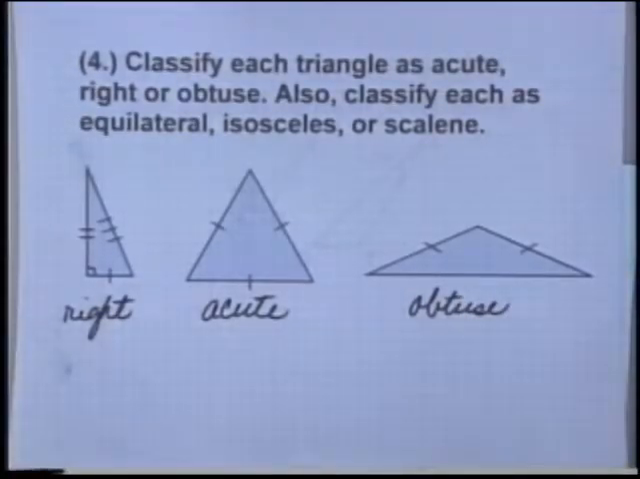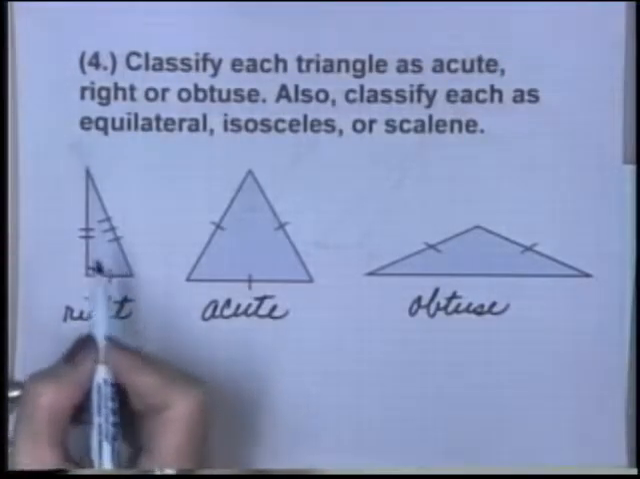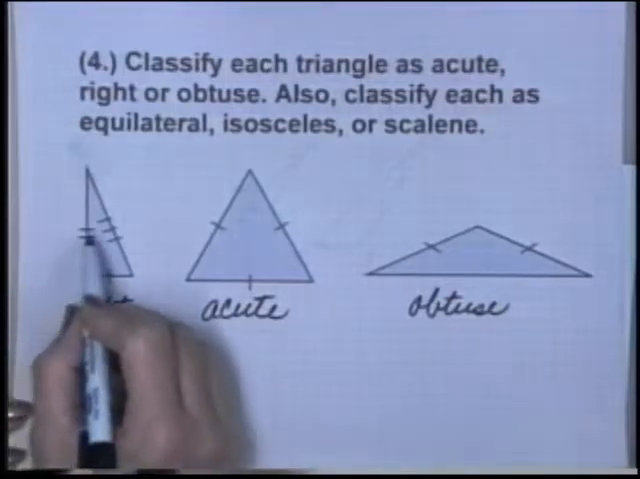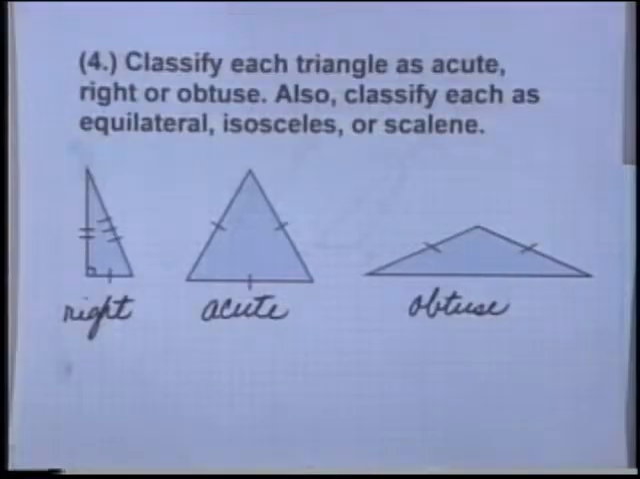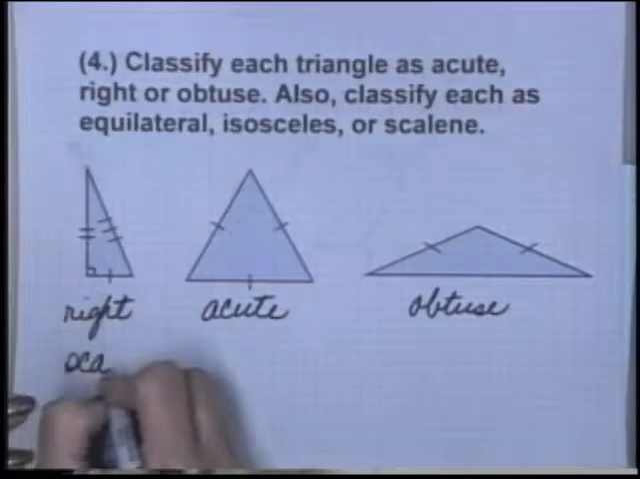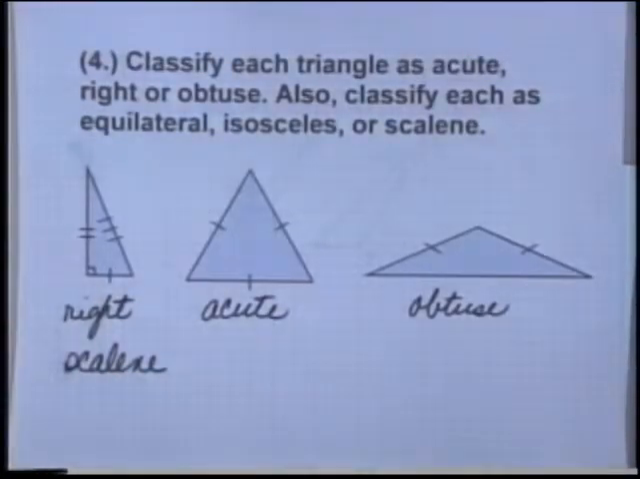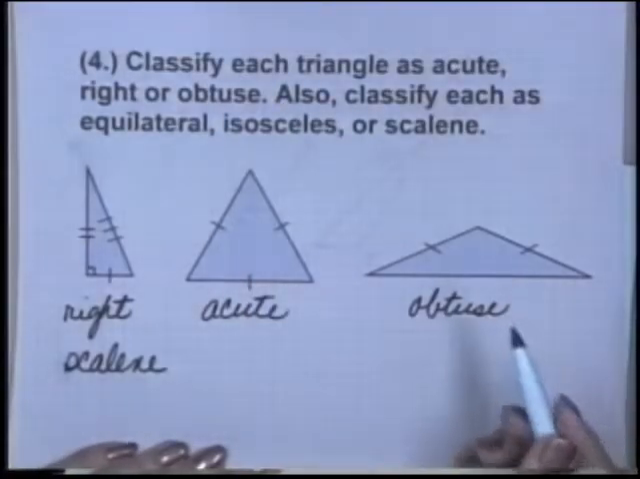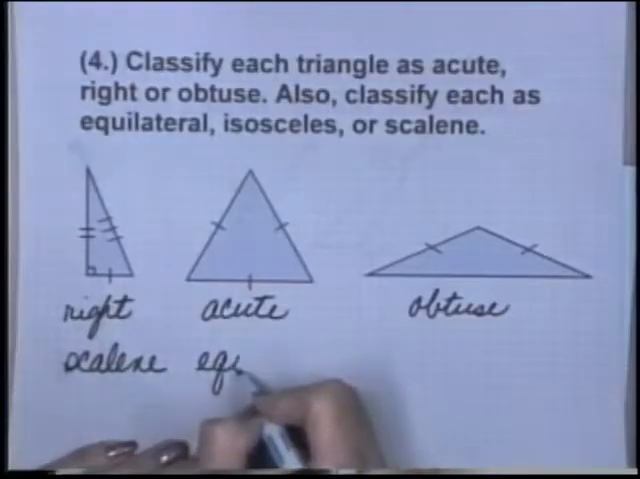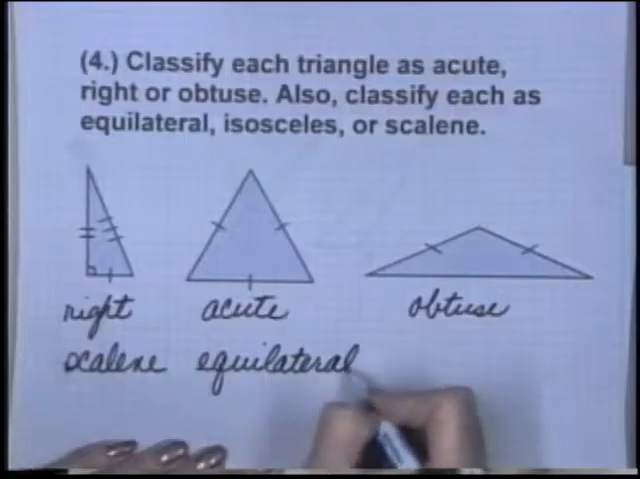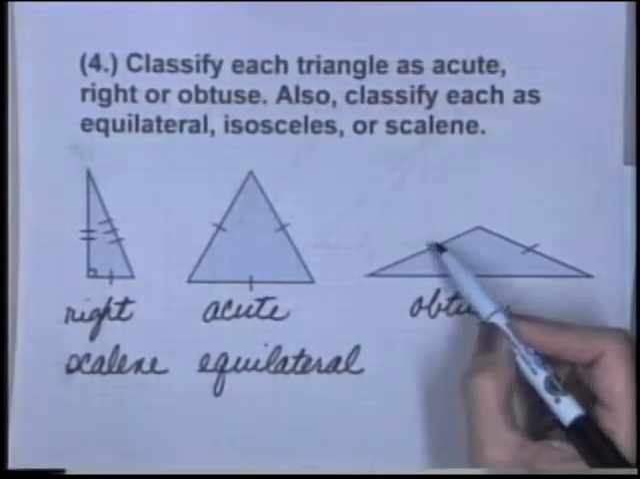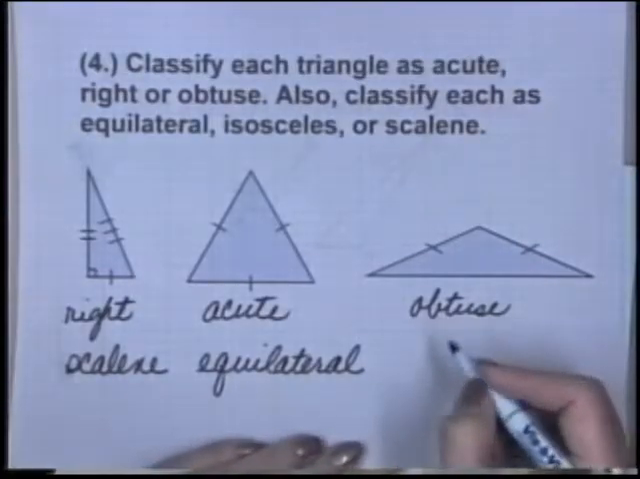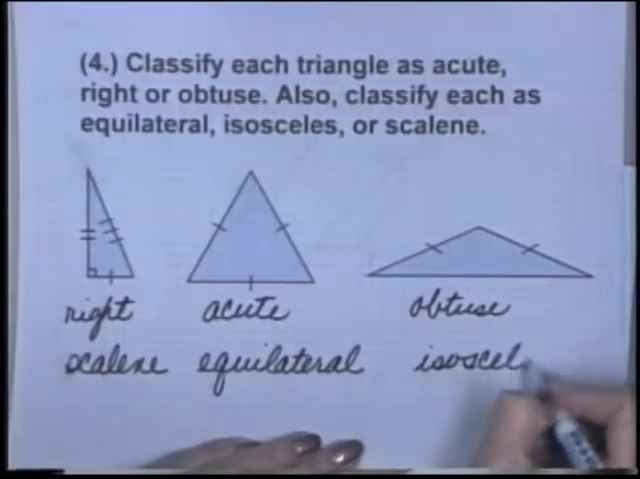an obtuse triangle. Now, looking at their sides, on this first triangle, we can see we have 1 mark, 2 marks, and 3 marks on this third side, which means that all three of these sides measure different lengths. And when all three sides measure different lengths, we call it a scalene triangle. For this middle triangle, we have 1 single mark on each side, which means all three sides measure the same length, so we call that an equilateral triangle. And for the last triangle, when we mark this side and this side with the 1 mark, that means that this side equals that side, and when we have 2 equal sides, we label it an isosceles triangle.